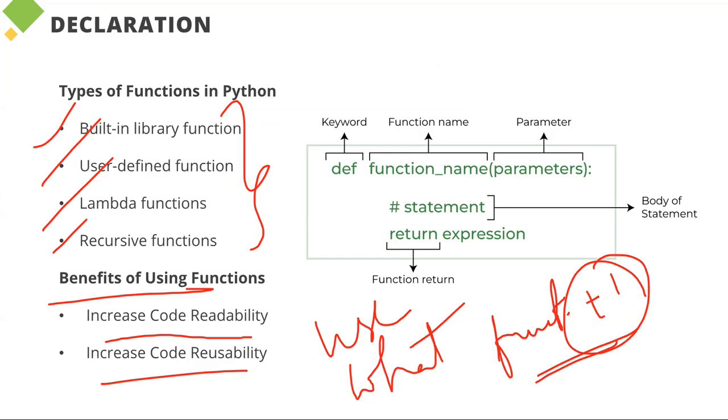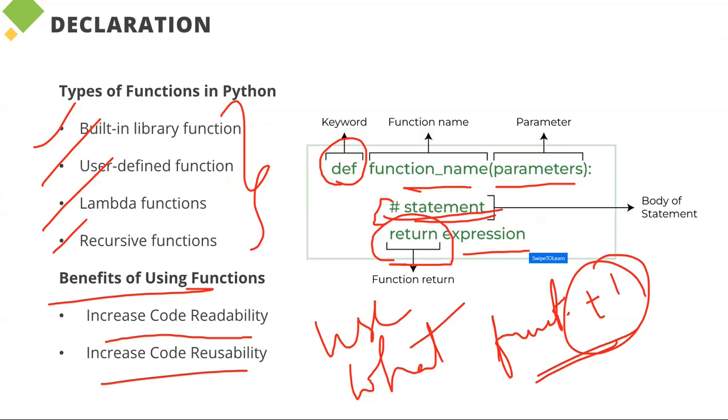So if you go with the syntax here, def is used to declare the function, and you write the function name followed by parameters and the statements inside which execute. These statements are simple for loops, if conditions, conditional statements where the logic is put into the particular function, and return followed by an expression. This is used to return the value.